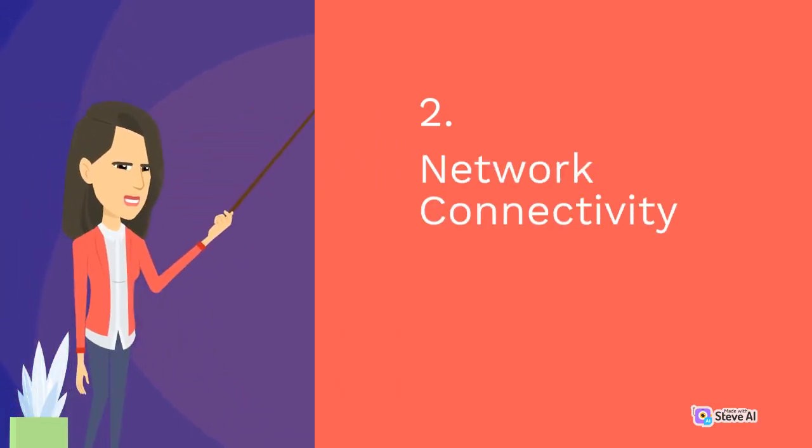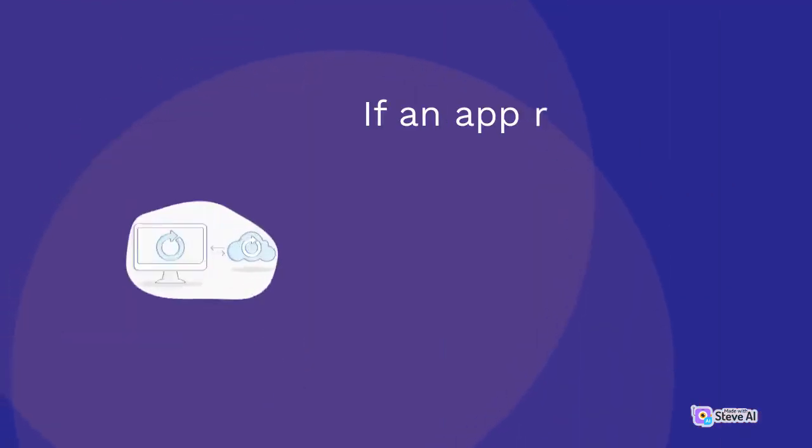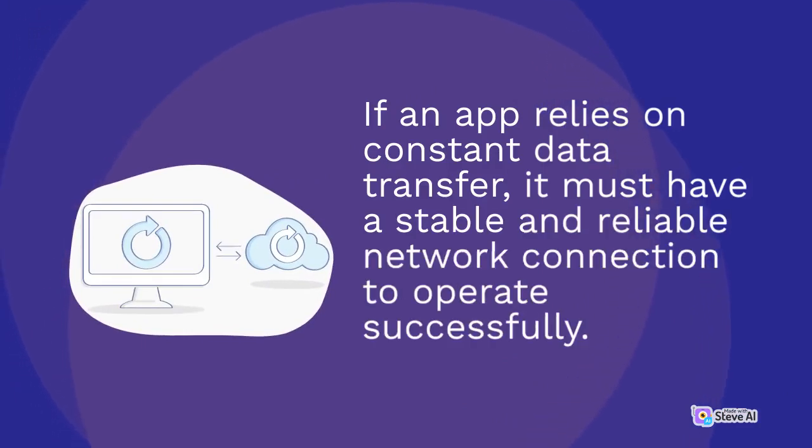2. Network connectivity. Mobile apps require a stable network connection to function effectively. If an app relies on constant data transfer, it must have a stable and reliable network connection to operate successfully.